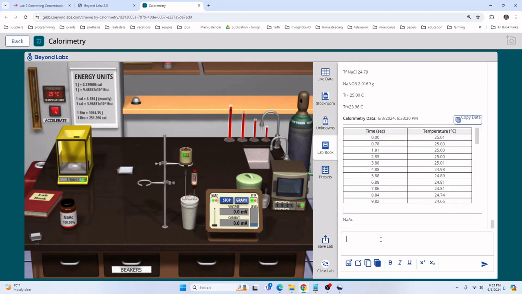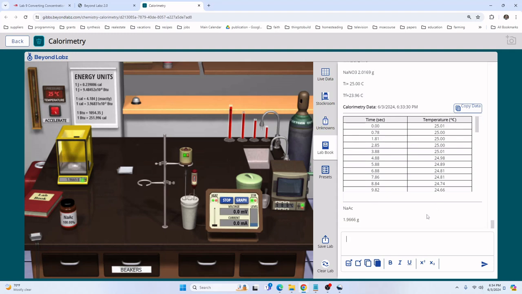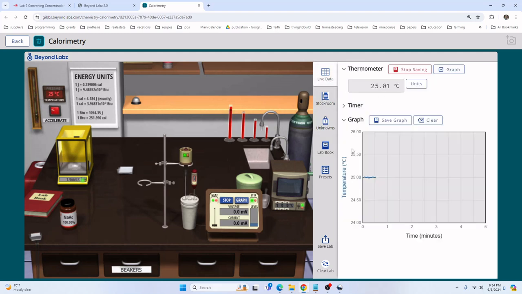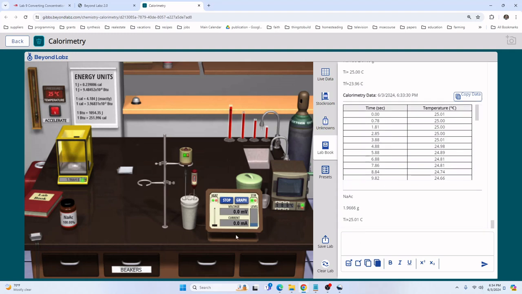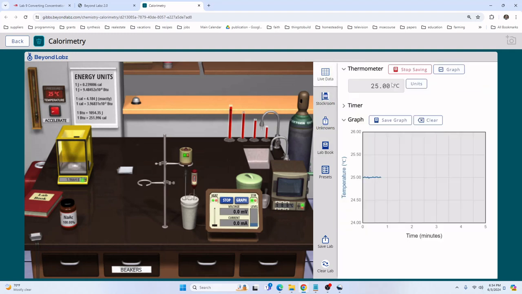NaAC, and our mass is 1.9666 grams, and our temperature 25.01 degrees C. Ti equals 25.01 degrees C. And now let's go ahead and add this to the calorimeter, and we'll observe the change.